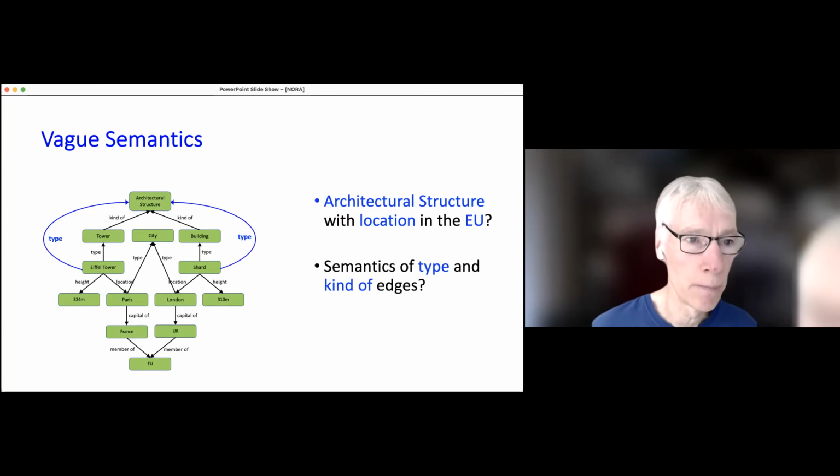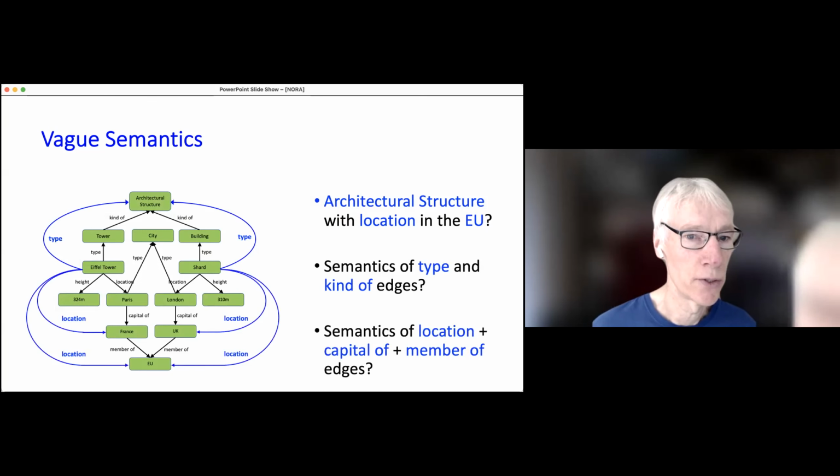Similarly, in order to answer the query, we need to make some assumptions about the semantic relationship between location, capital of, and member of edges, where we might intuitively think that it should imply some additional facts like the ones I've shown here in the picture. But none of this is explicitly given by the graph in its basic form. So how to solve this problem?